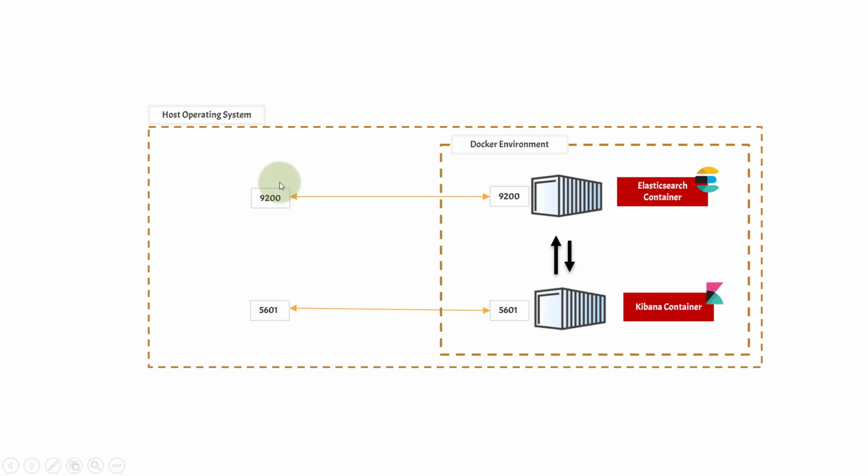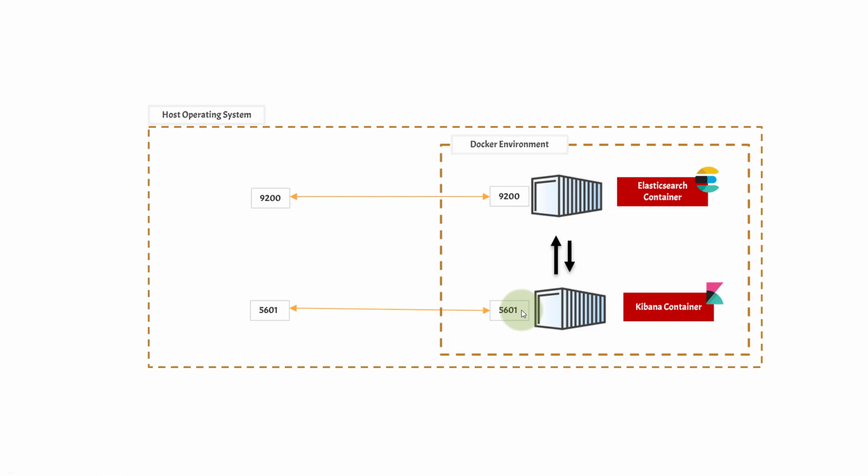The host port is arbitrary. You can keep 9200, or it can be anything like 6000, 7000, 8000, any port you want on the host operating system. The port on the Docker environment will be the same one that was defined when the Docker image was created. You don't need to understand this for now, because the images for Elasticsearch and Kibana which we will be using have port 9200 and port 5601.